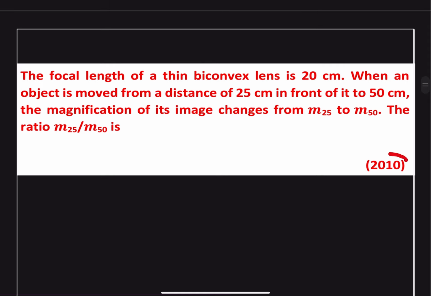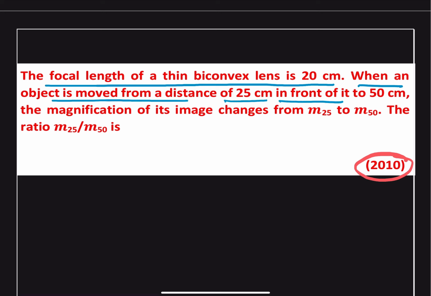It was also asked in the year 2010, and it states that the focal length of a thin biconvex lens is 20 centimeter. When an object is moved from distance of 20 centimeter in front of it to 50 centimeter, the magnification of its image becomes from m25 to m50. Then the ratio of m25 to m50 is. So here we have two object distances, and based on this we can find out the image distances, and then we can use the magnification formula.